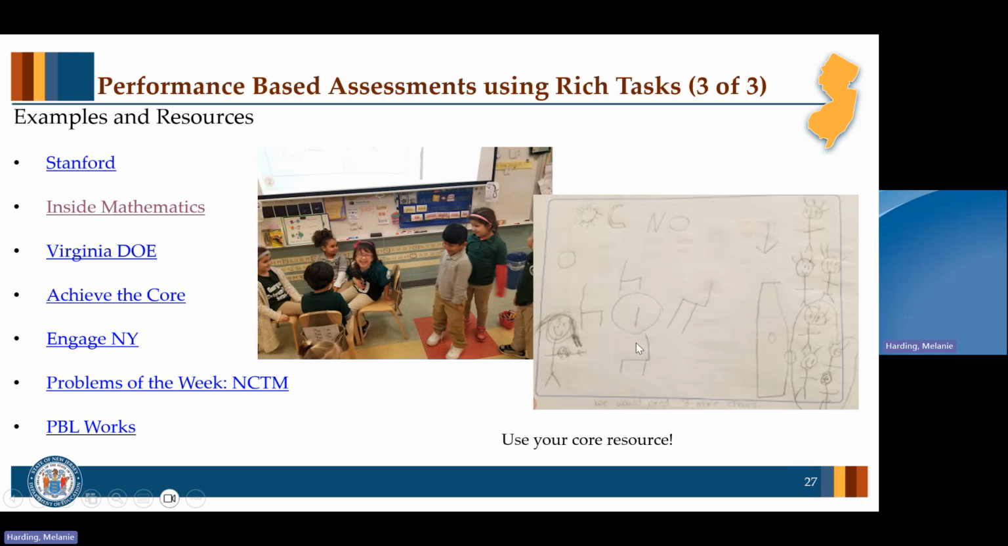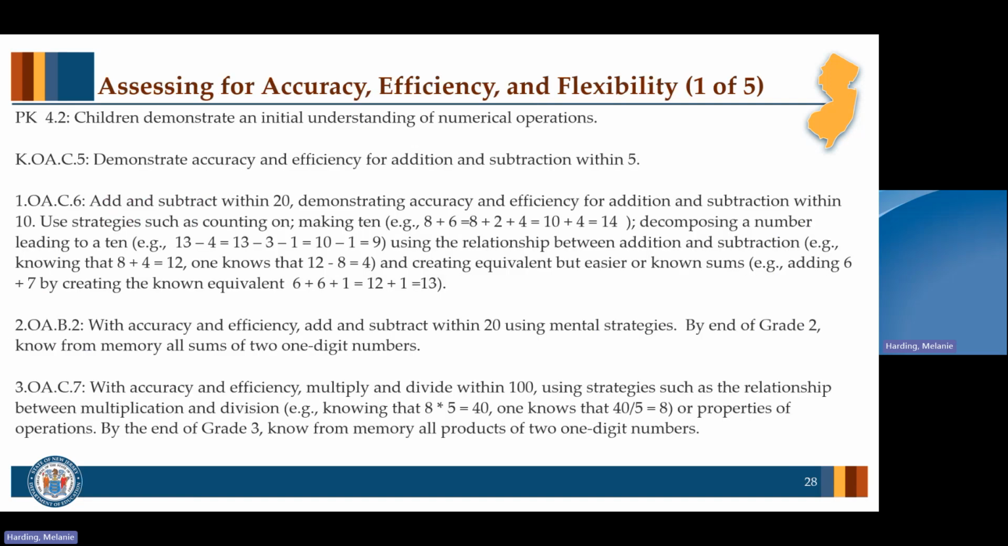This is an example of my core resource. So here's my kindergartners. They were planning a party. They only have 4 chairs. More kids come. Now they have to get more chairs. How many more chairs do they need? How many will they have in total? And they started to draw it out. They started to act it out. It was a really great activity. So again, go to your core. There's going to be lots and lots of examples in there too.